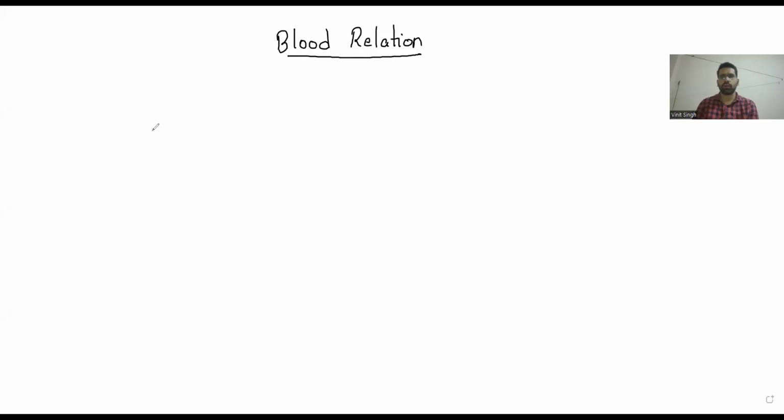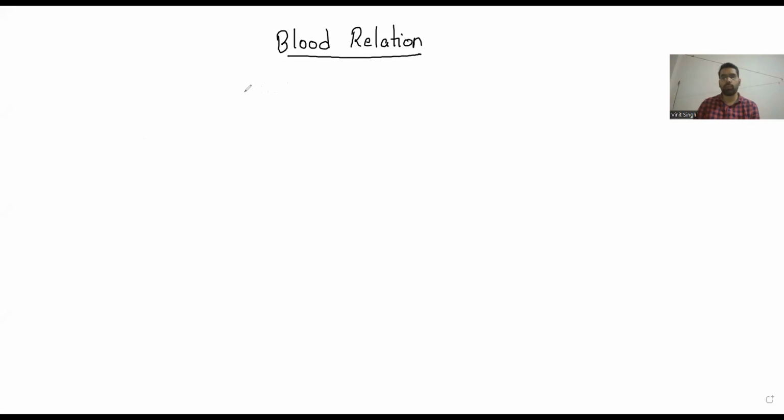Hello everyone. Today we will start a new chapter, blood relation. Now blood relation is a very important chapter whether you are preparing for a government job or corporate job. You will get at least 2 questions of blood relation in every examination. Now how will we solve the questions of blood relation?